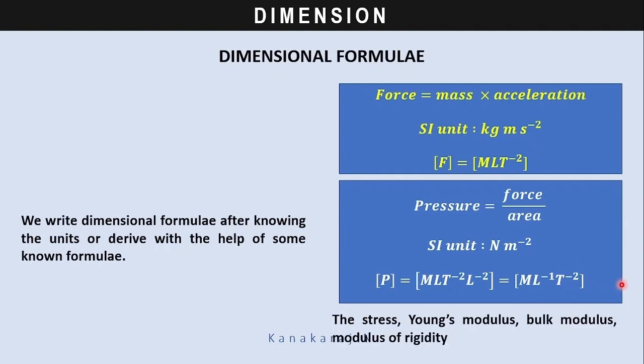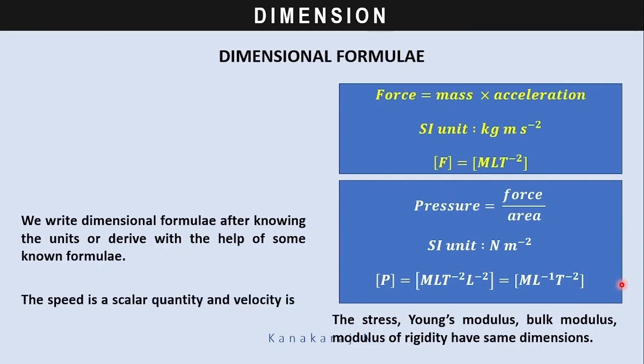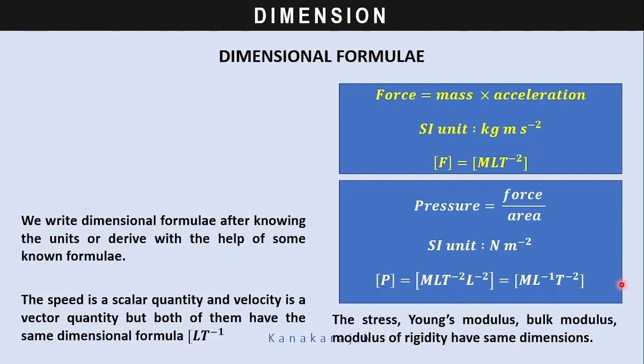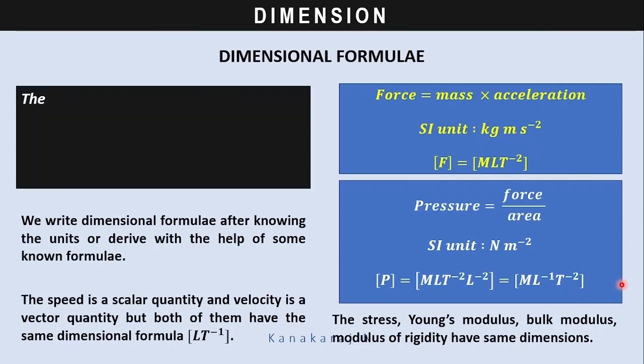and Young modulus, and bulk modulus, and modulus of rigidity. They have the same dimensional formula M L power minus 1 T power minus 2. The speed is a scalar quantity and velocity is a vector quantity, but both of them have the same dimensional formula L T power minus 1. So dimensional formula does not differentiate vector and scalar.